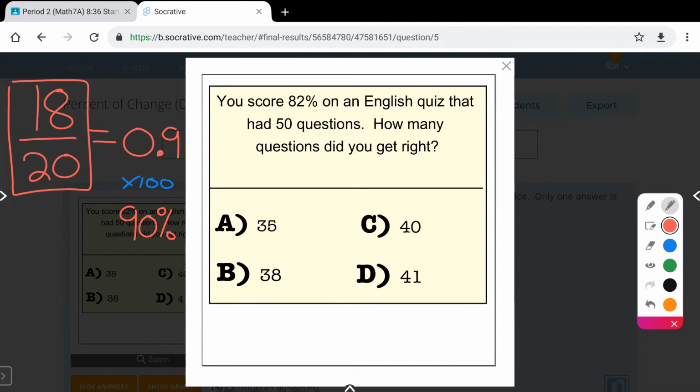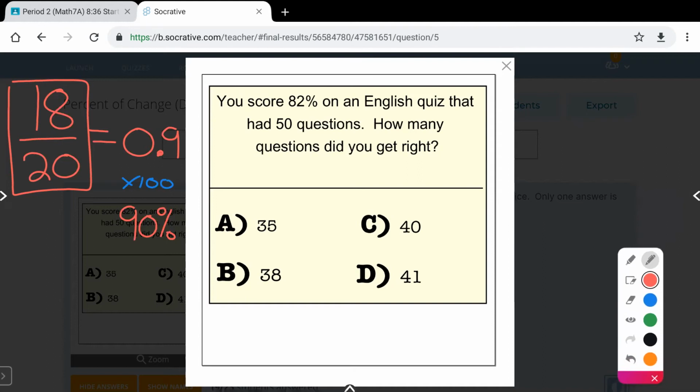Okay, now look at my question that's being presented to you. It says that you scored an 82% on an English quiz that had 50 questions. Well, I'm missing something here. I'm missing how many questions I got right. That's the question that's presented to you. So now what you could simply do is work your way backwards.